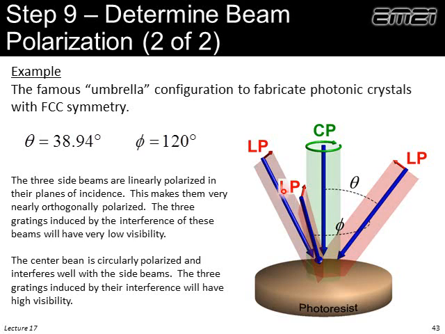Well, these side beams are almost at 90 degrees with respect to each other. So if we make them linearly polarized in their planes of incidence, their polarizations are almost at 90 degrees again with respect to each other. So their dot products will be very close to 0, and the visibility produced by the gratings from the interference of the side beams will be minimized. Well, we know that linear polarization and circular polarization, they do interfere quite well. In fact, we get very high visibility gratings pairing the center beam off with each of the 3 side beams. So we've chosen polarization taking the information on the previous slide into account.